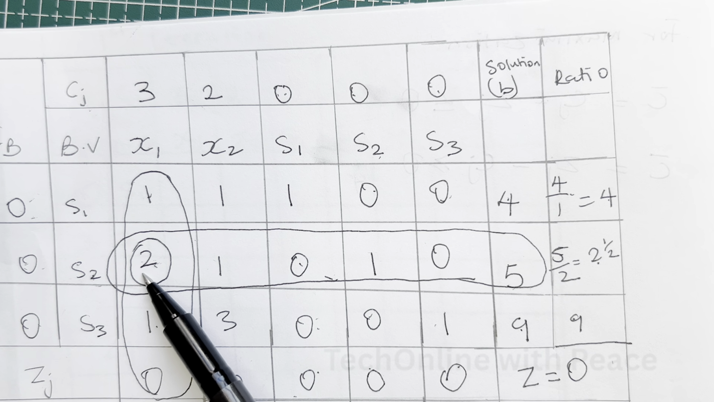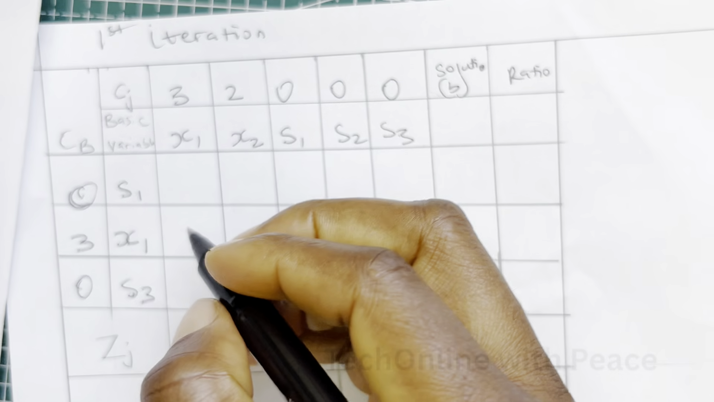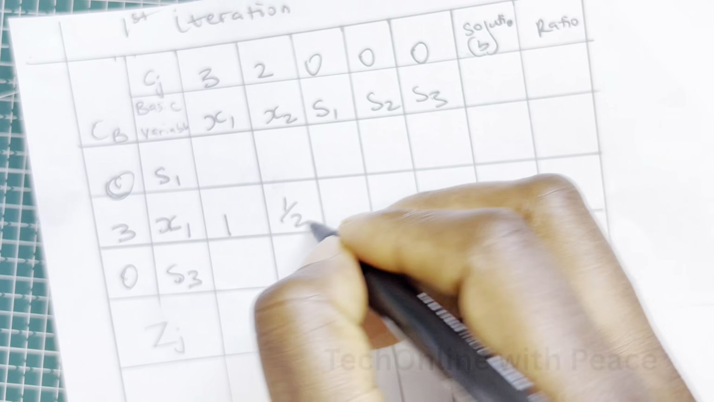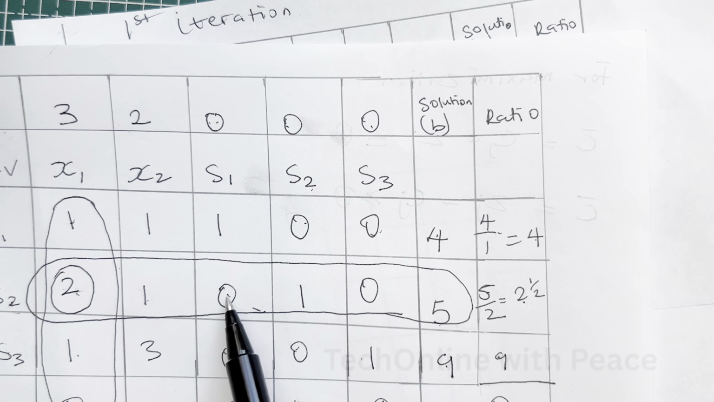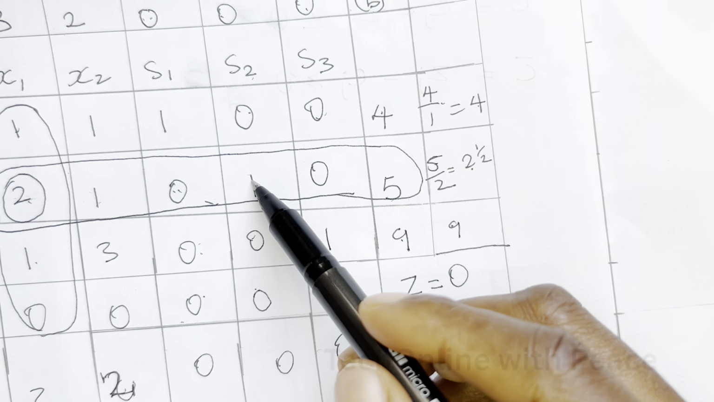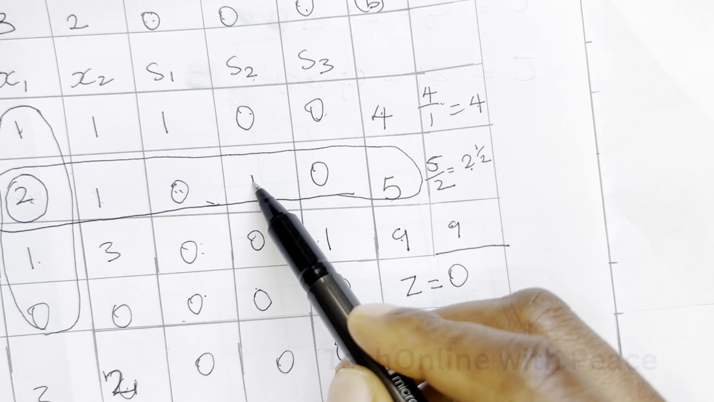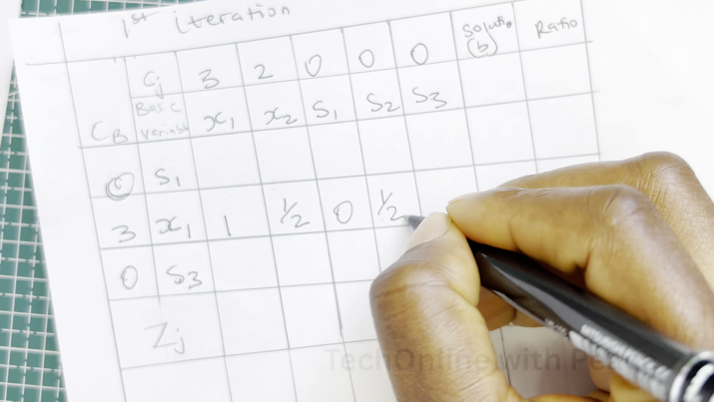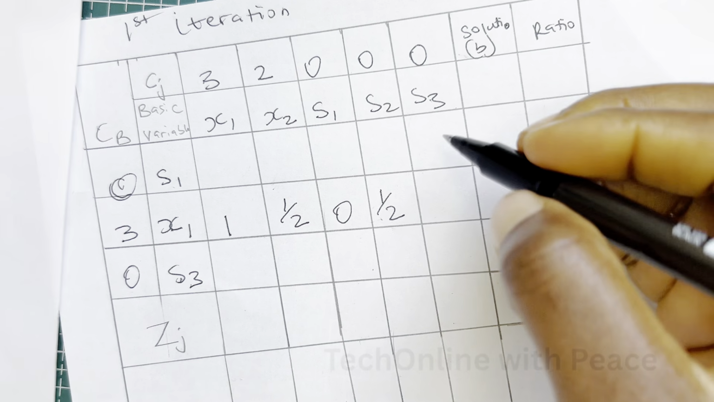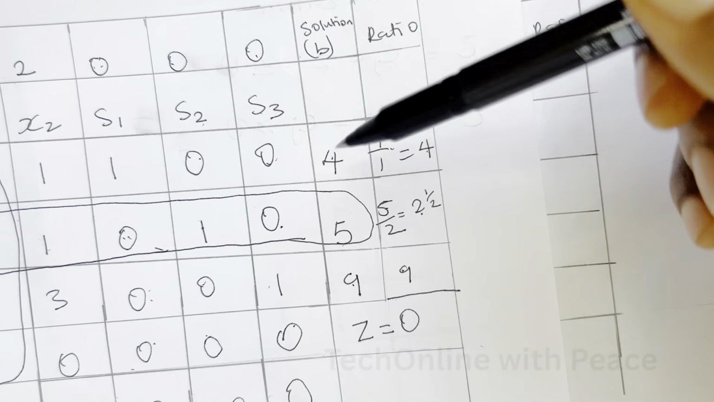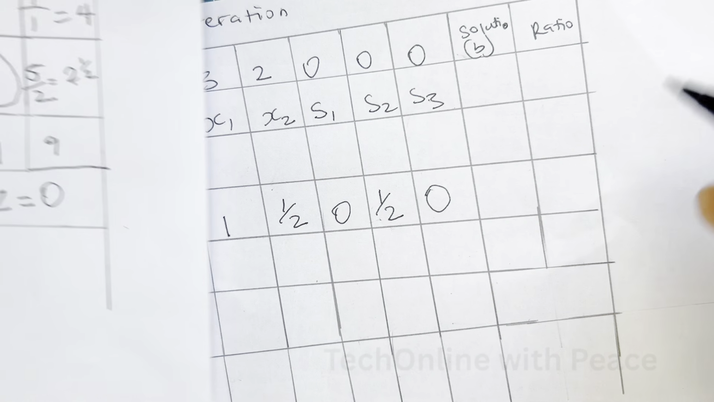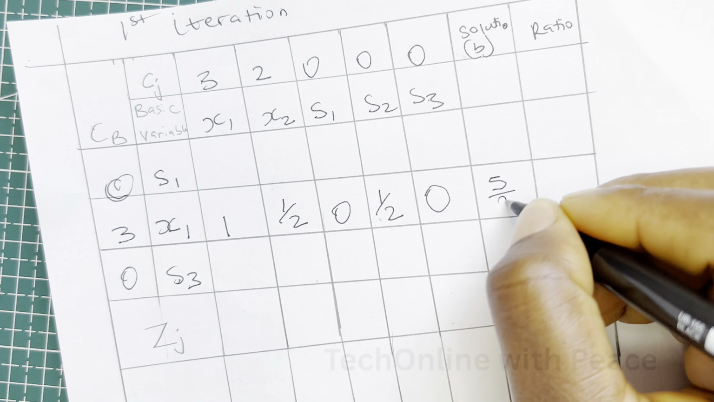We have 2 all over 2, which is 1. Here we have 1 all over 2. For x1 here, we have 0. 0 over 2 is 0. For x2 here, 1 over 2. For x3 here, we have 0 over 2, which is 0. For b, which is our solution, we have 5 all over 2.